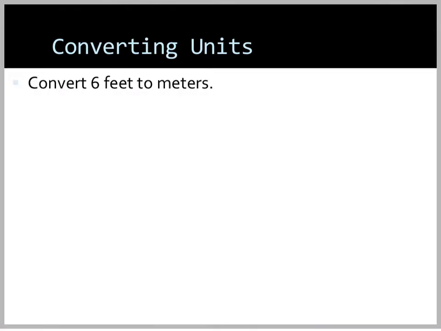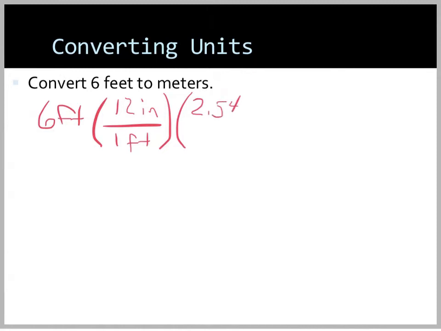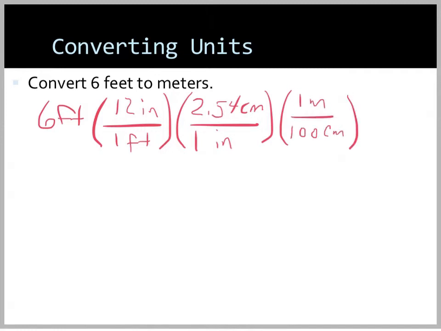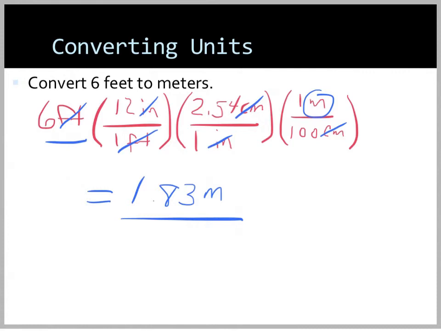So for example, if I wanted to convert 6 feet to meters, I start with 6 feet. I'm going to multiply by a 1. Well, I know there's 12 inches in 1 foot. And I know that there are 2.54 centimeters in 1 inch. And I know that there is 1 meter in 100 centimeters. So now I can cancel out algebraic units like algebra. There's a foot on the bottom, foot on top, inch on the bottom, inch on the top, centimeter on the bottom, centimeter on top, and I end up with meters. So it's 6 times 12 times 2.54 divided by 100, and that's going to be 1.83 meters. So 6 feet is equal to 1.83 meters.